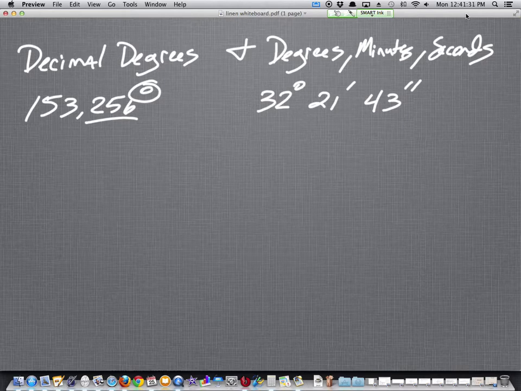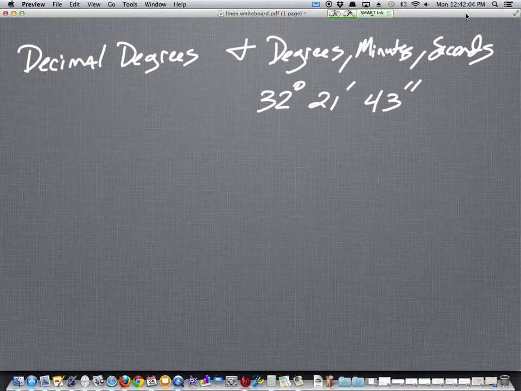Okay? What we want to do today is to go back and forth between something that's in degrees, minutes, and seconds and something that's in decimal degrees. So we want to take something from degrees, minutes, and seconds and turn it into decimal degrees and vice versa. Now, the two that I have written up there are obviously not equivalent to each other. I was just using those as examples of what we're going back and forth between. So, we're going to start out by going from degrees, minutes, seconds to decimal degrees.